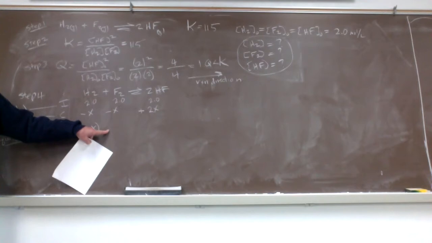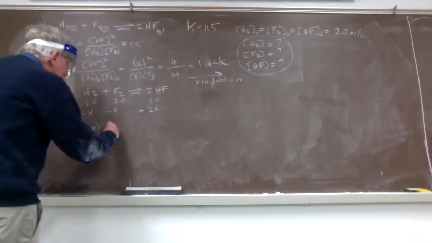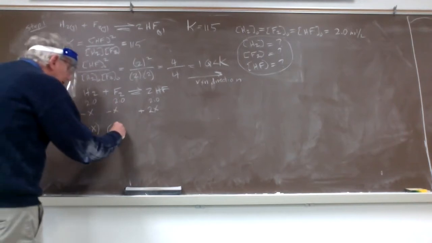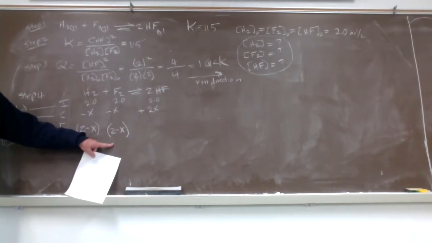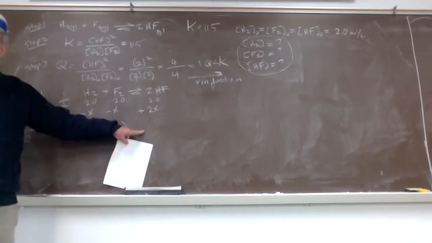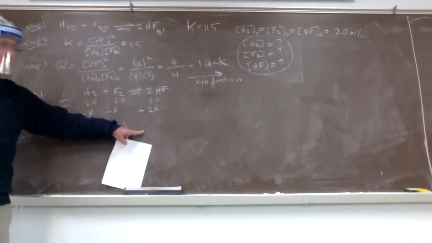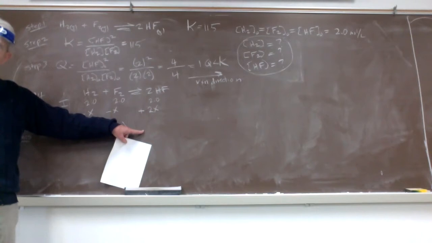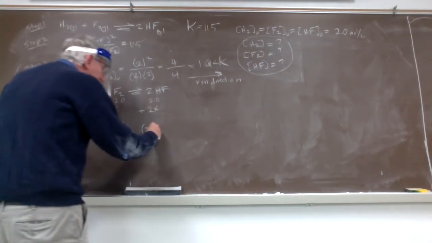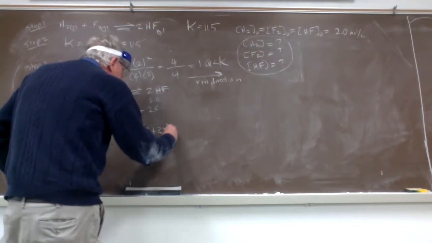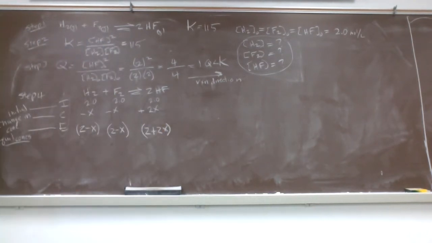What will the equilibrium concentration of the F2 be? Same thing, 2, where we started, plus the change in concentration that had to occur to get to equilibrium. What about the HF? What's the change in concentration of HF that has to occur to get to equilibrium? It's going to be 2, where we started, plus the change in the concentration that had to occur to get to equilibrium. And that's our completed table.